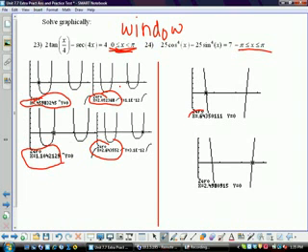Same with this guy. These are your answers. Make sure you know how to do these on your calculator. If you do not, please come and see me at one of my, tomorrow I'm available after first block.